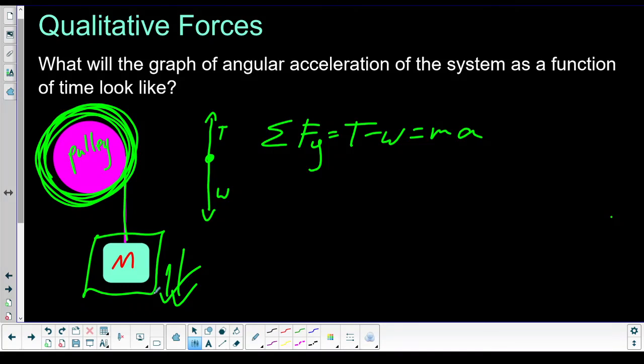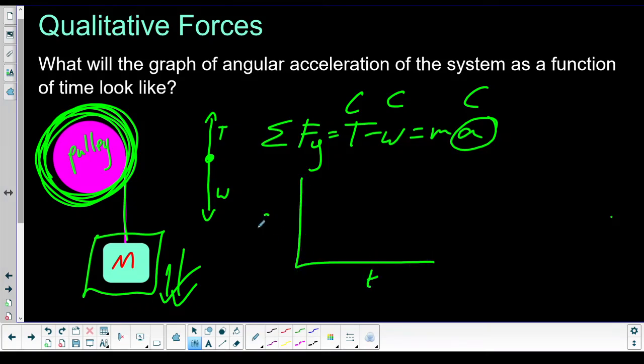So when this mass falls, it's not going to fall at constant velocity. It will fall with a constant acceleration. This has to be constant. Okay. It's going to accelerate at a constant rate. The acceleration of this box as a function of time will look like this. Constant.